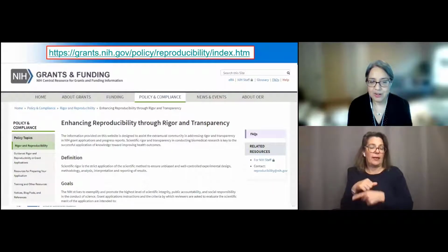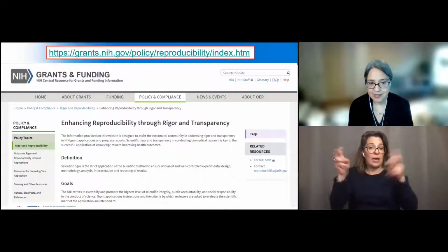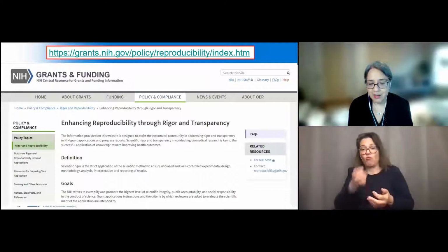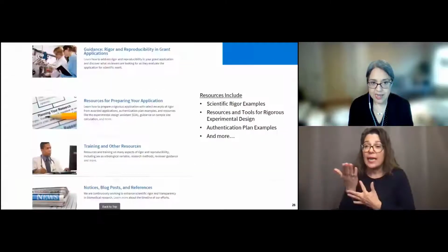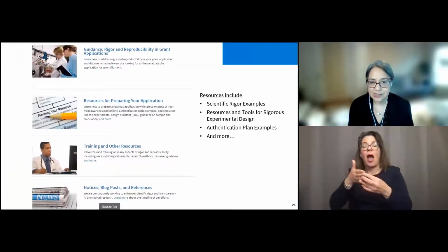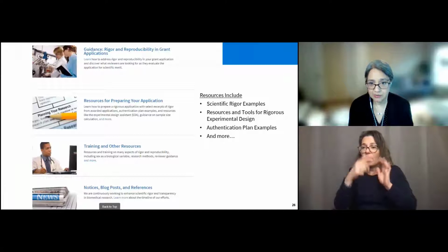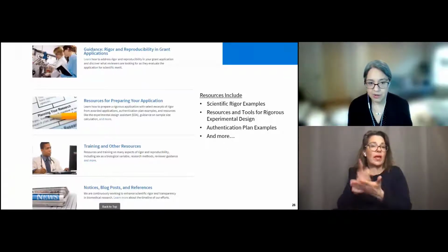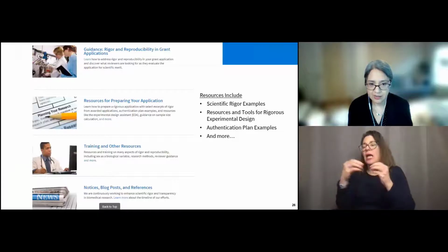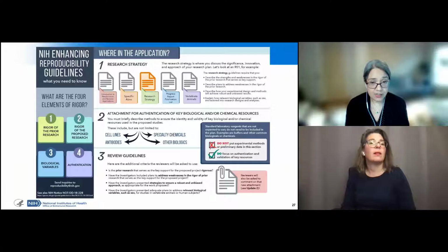Okay, and this is our extramural website on enhancing reproducibility through rigor and transparency. You'll find a lot of resources here. If I were to scroll down, you would see the guidance. You would see the resources here, which include the scientific rigor examples, resources and tools for rigorous experimental design, authentication plan examples, and more. And the training is here as well, and then notices.